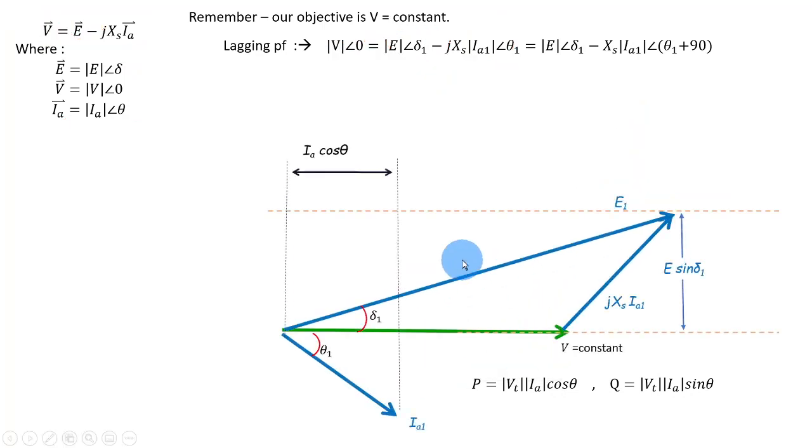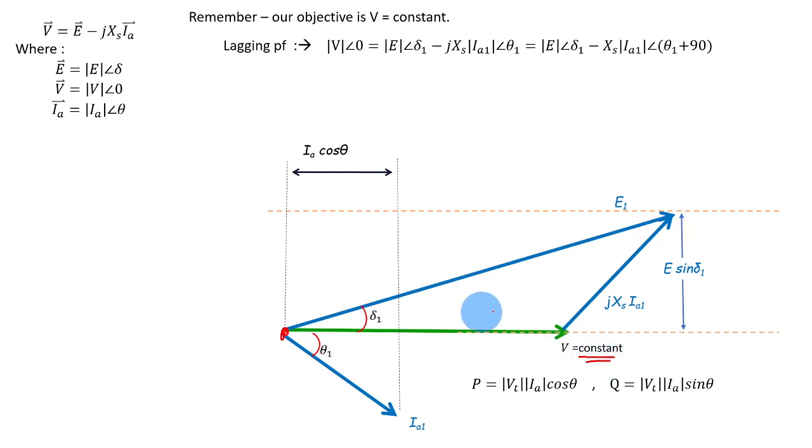So basically, if you have a lagging power factor, let's take a look at this phasor again. This is the same phasor diagram that I've shown you again and again. Let's say you have a current flowing in this direction at this angle theta, power factor lagging, and the green vector here is the phase vector of the voltage that you want to maintain constant.